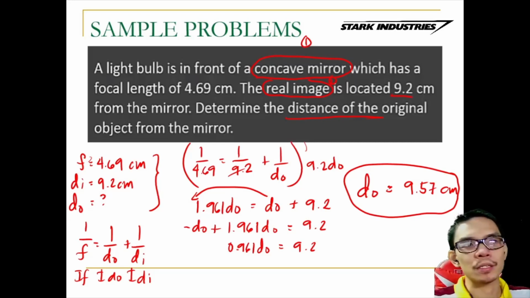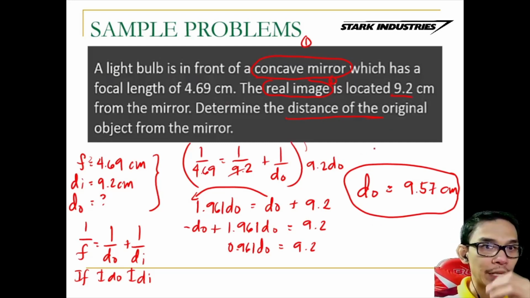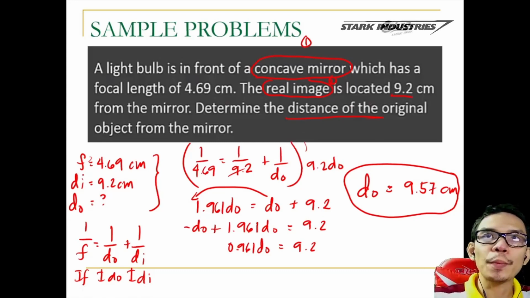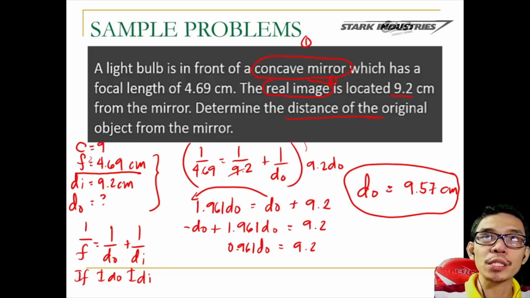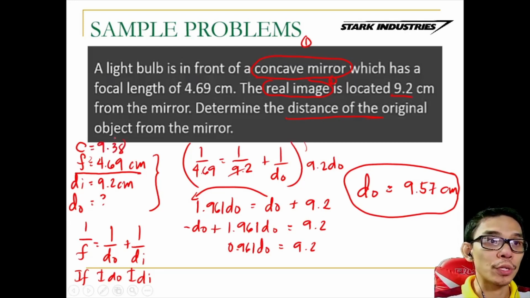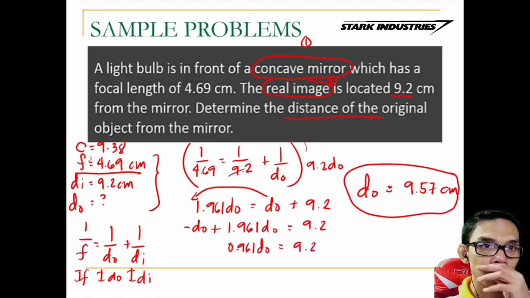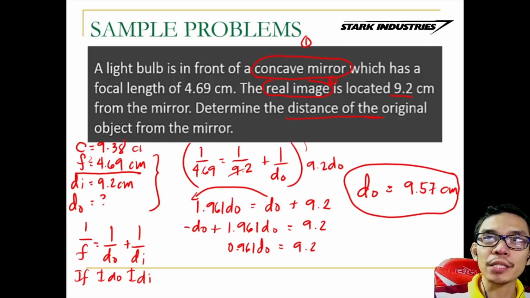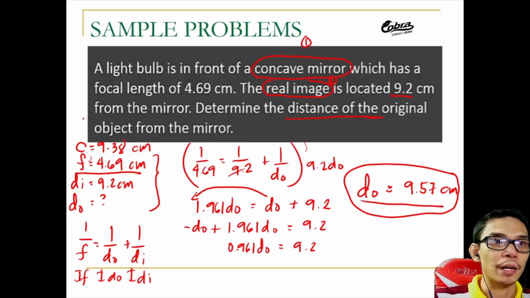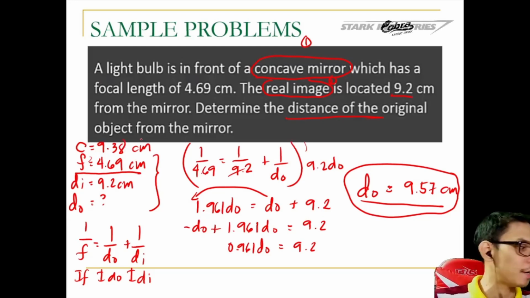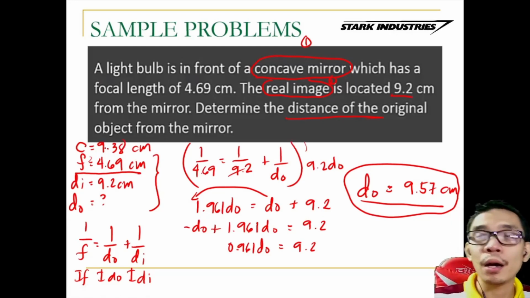So what does this answer mean? Where is the object located in the first place? If you take a look at the focal length, it is 4.69. If you double this one, you will get the center of curvature, which is 9.38. So in this case, guys, 9.38 centimeter tells us that the distance of the object is beyond C, greater than C that we have right here.